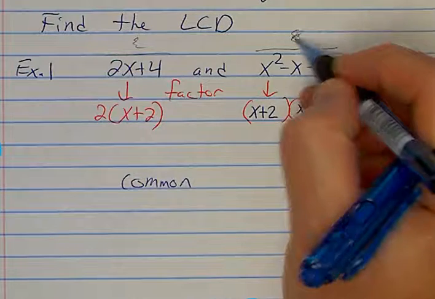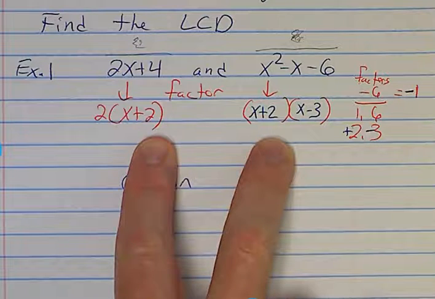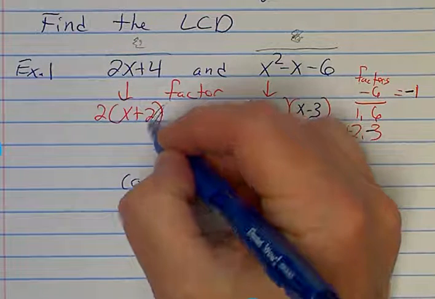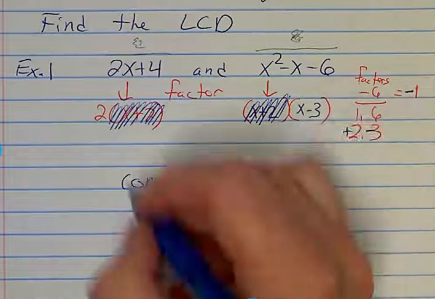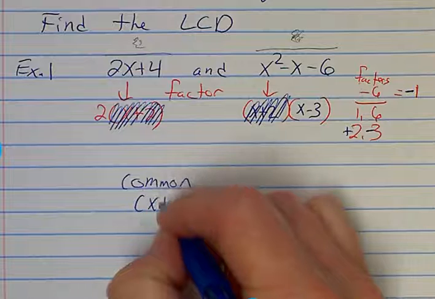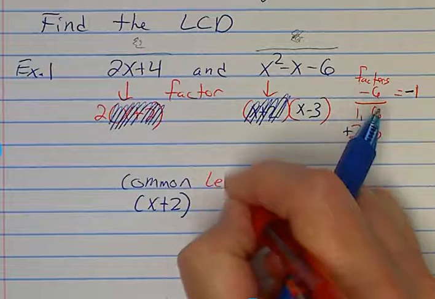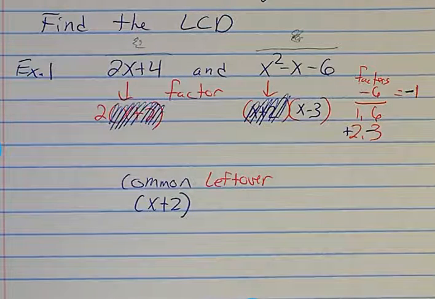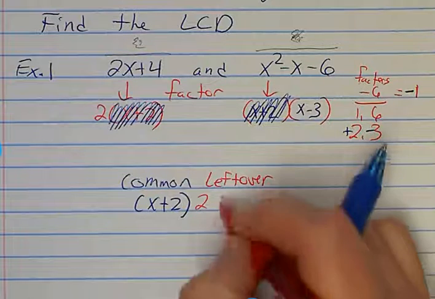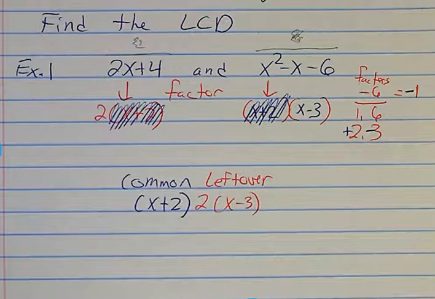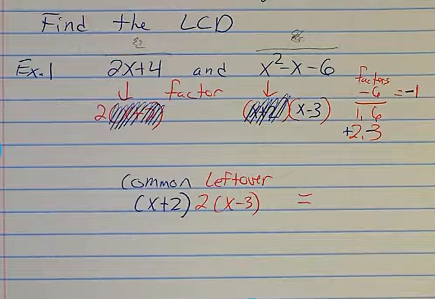If we have this part of it up here, what do those two things have in common? Got the x plus 2's, right? So take the x plus 2's out. You don't have to scratch it all the way out, just kind of lightly cover it up. The common part that you have here is x plus 2. And then if you take out that, tell me everything that's left over. You've got a 2 here and an x minus 3 here. And all that stuff together would be your least common denominator.